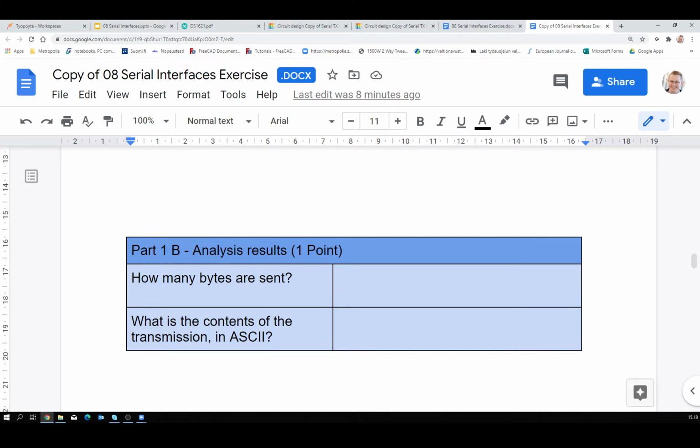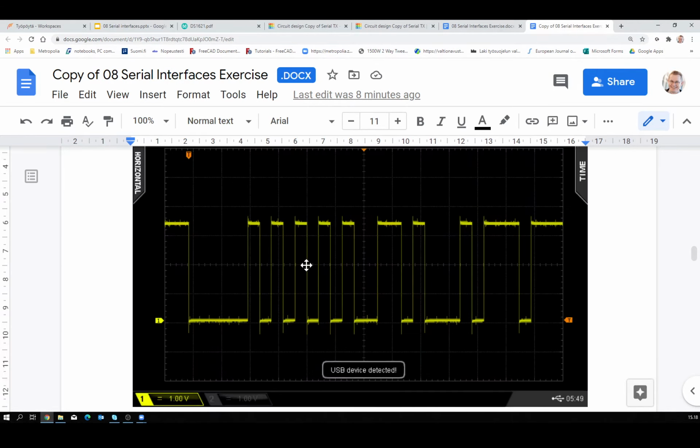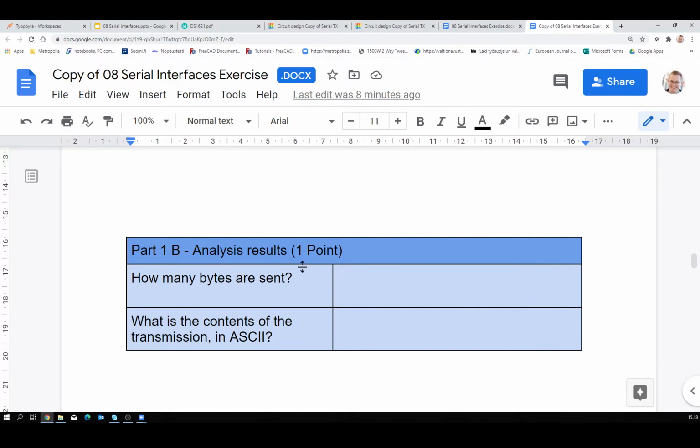Okay, how many bytes? And what is the contents of the transmission in ASCII? So do the decoding from this to the message.